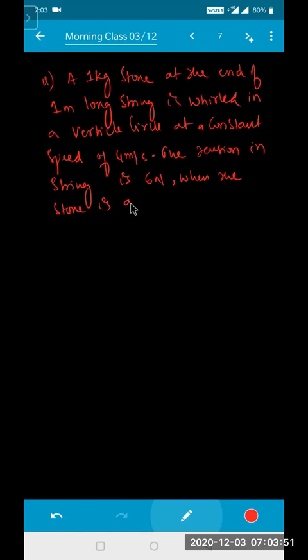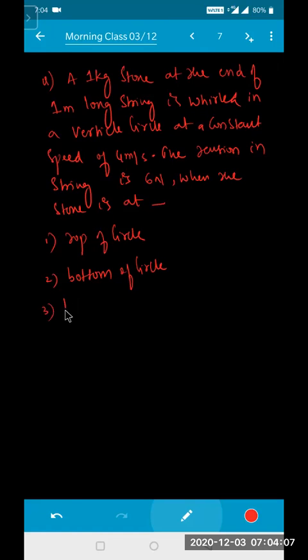dash. Number 1, top of circle. Number 2, bottom of circle. Number 3, halfway down. And number 4, none. Chalo, try to see it.